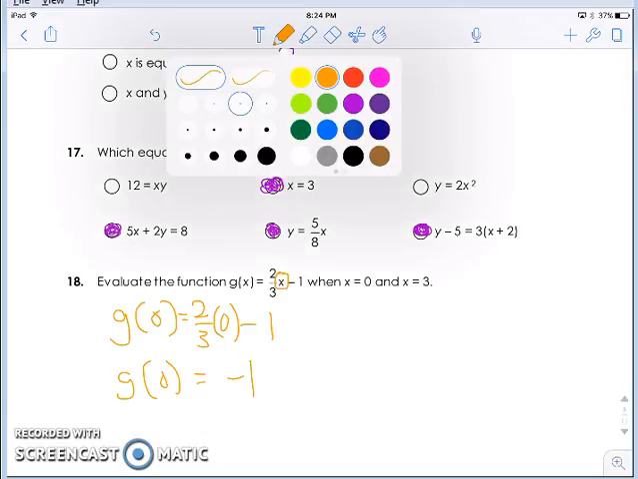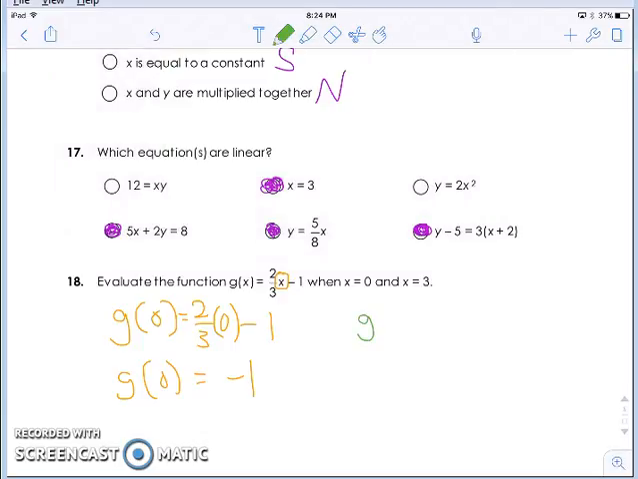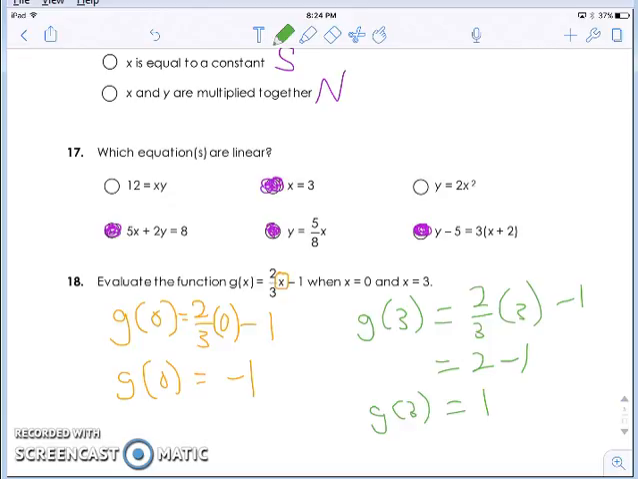And we're going to plug in x is 3, so we're going to find g of 3. G of 3 is another way of saying y. So we're going to find the y value when x is 3. So 2/3 times 3 minus 1 gives us 2 minus 1, which is 1. So g of 3 is 1.